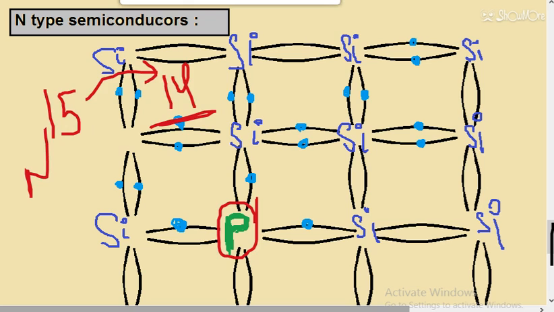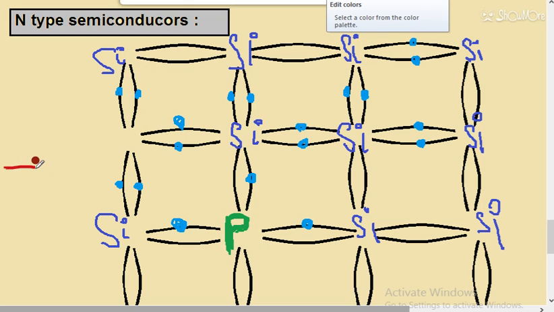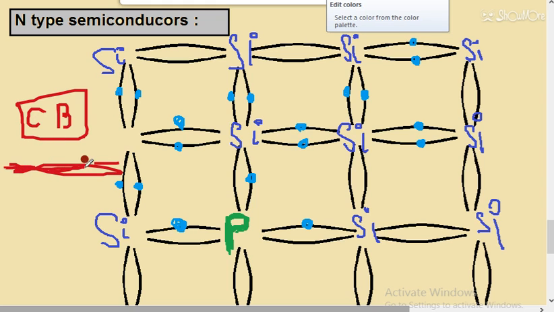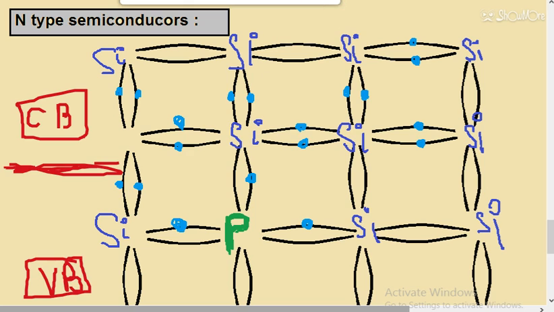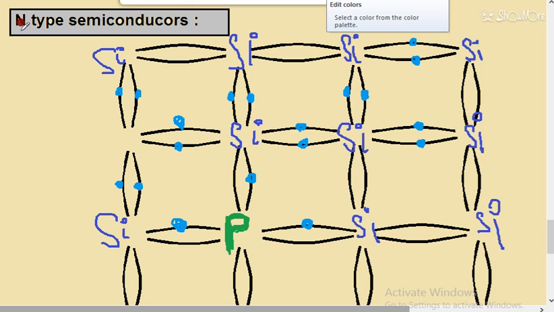The second point is that we get the donor energy level that is just below the conduction band, and the valence band is this one. So which type of impurity is added to get n-type of semiconductor? To get n-type of semiconductor we will add pentavalent impurity that contains 5 valence electrons.